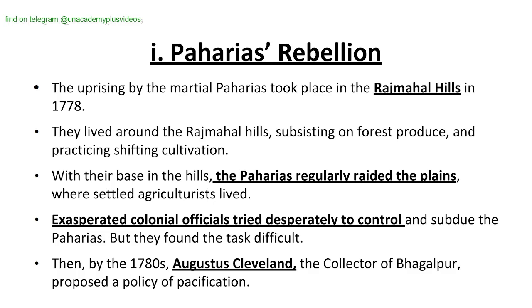Paharia's rebellion. The uprising by the martial Paharias took place in the Rajmahal Hills in 1778. They lived around the Rajmahal Hills, subsisting on forest produce and practicing shifting cultivation. With their base in the hills, the Paharias regularly raided the plains where settled agriculturists lived. Exasperated colonial officials tried desperately to control and subdue the Paharias, but they found the task difficult.